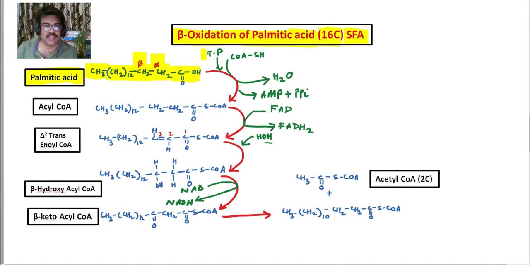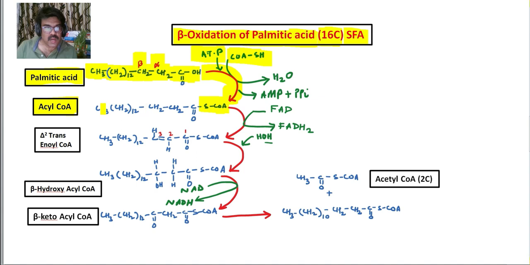As we discussed in the previous slide, before beta oxidation can occur, these fatty acids should be activated. So one molecule of ATP and one molecule of coenzyme A activate palmitic acid, or fatty acids, into palmitoyl coenzyme A or acyl coenzyme A. So we see here that coenzyme A comes at the carboxylic acid side.